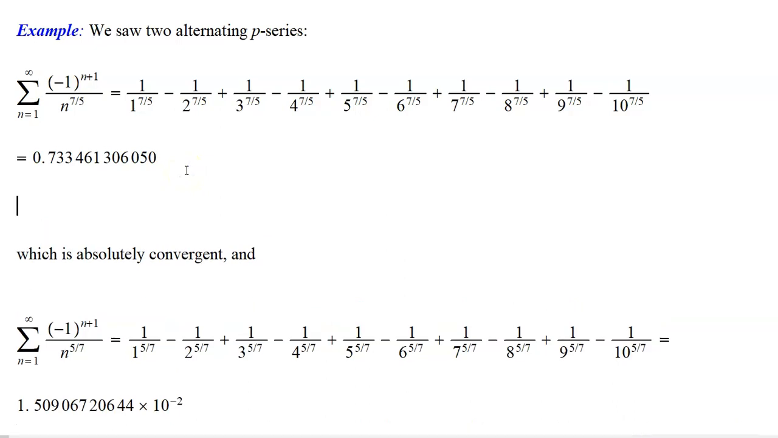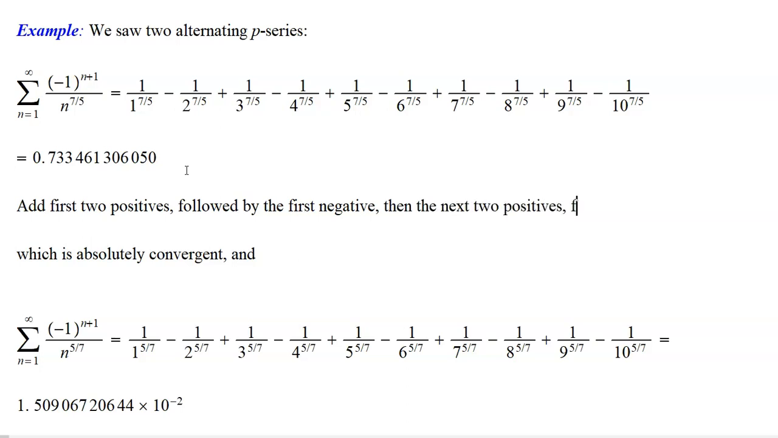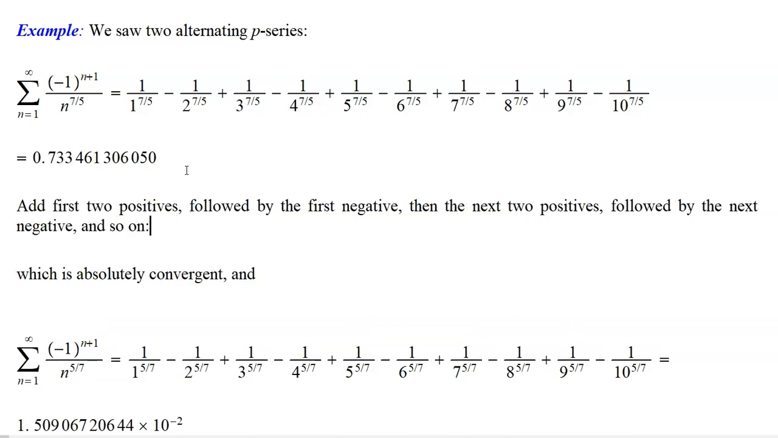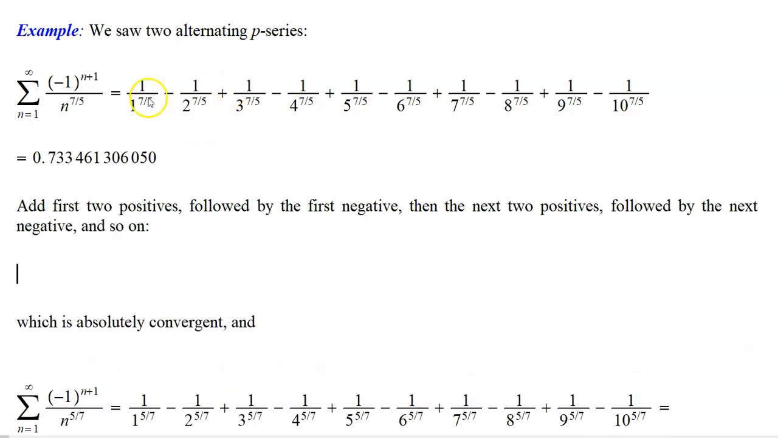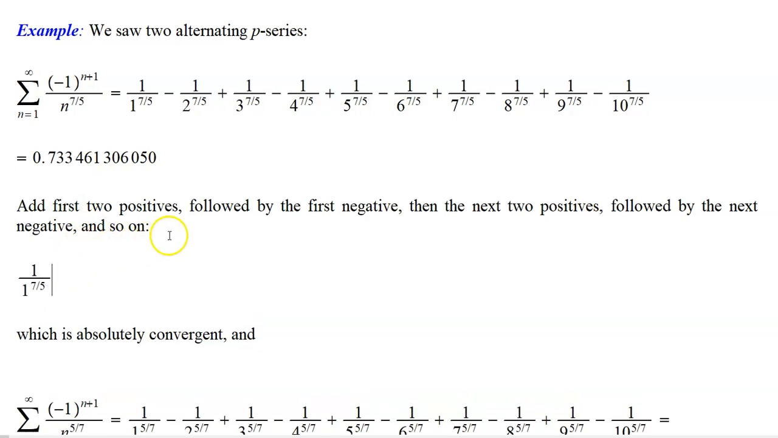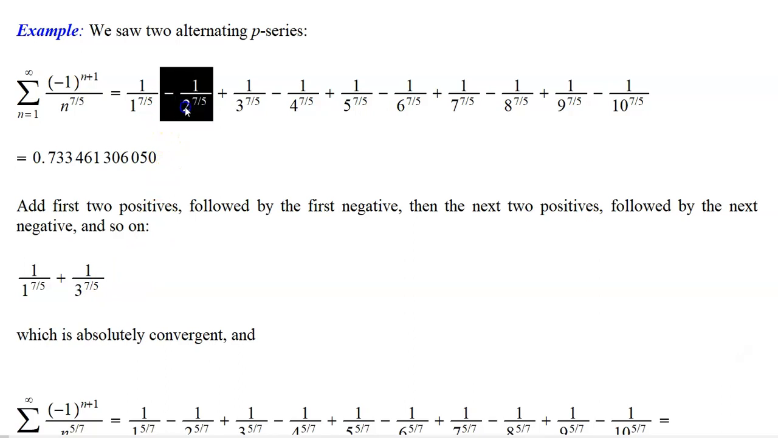So add the first two positives, followed by the first negative, then the next two positives, followed by the next negative, and so on. Okay, so the first two positives are, again, the 1, followed by the 3, and the first negative is the 2. And then after the 3, we have plus 5 and plus 7.